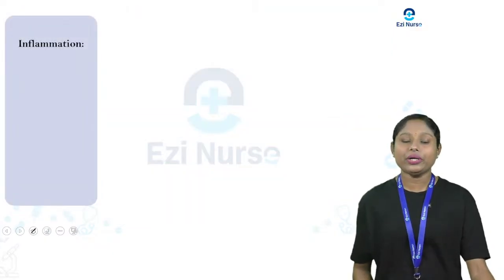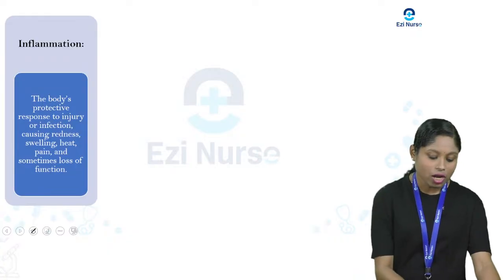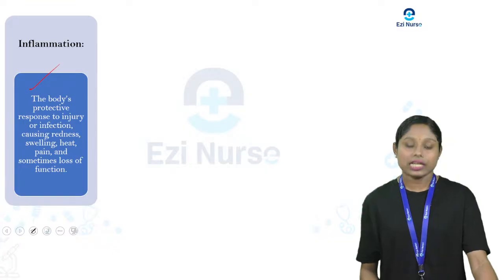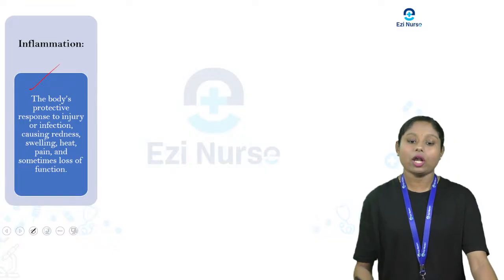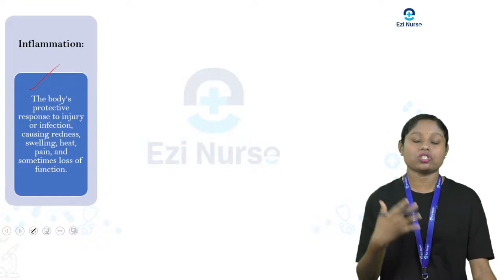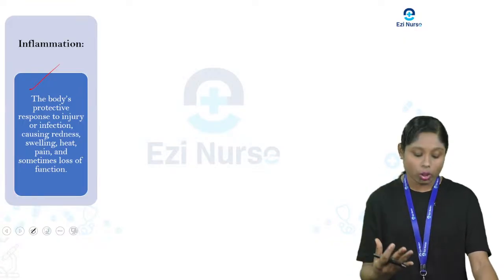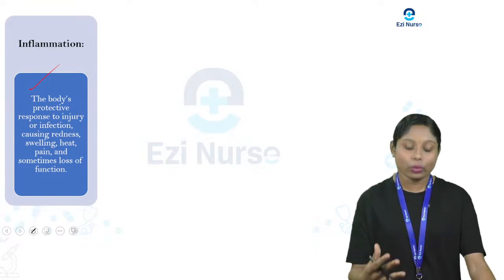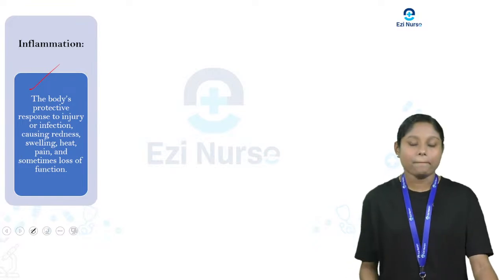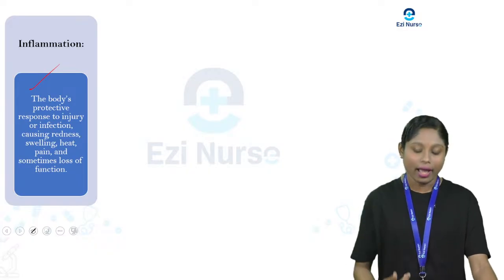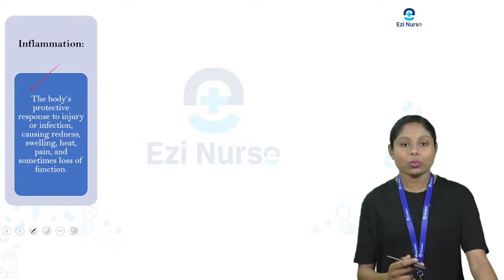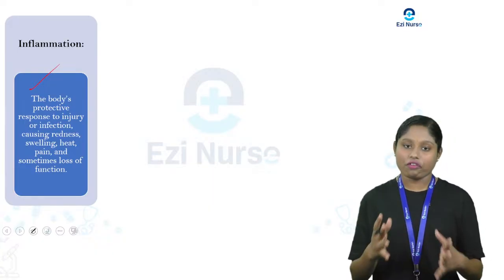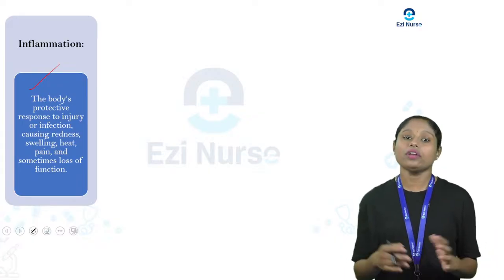Next word we are going to discuss is inflammation. What is inflammation? The body's protective response to injury or infection, causing redness, swelling, heat, pain and sometimes loss of function. It is our own body's response to a particular infection or injury. If you had an injury, your hand will get swelling or inflammation. That area will have heat, pain and loss of function. That is the definition of inflammation.